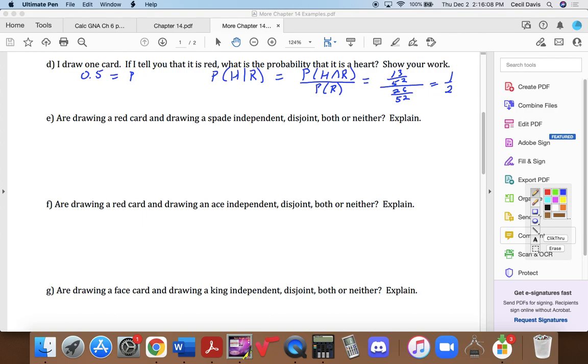Draw a red card. Draw a spade. Independent, disjoint, both, or neither? All right, so now we get to some interesting questions about independent, disjoint, both, or neither.